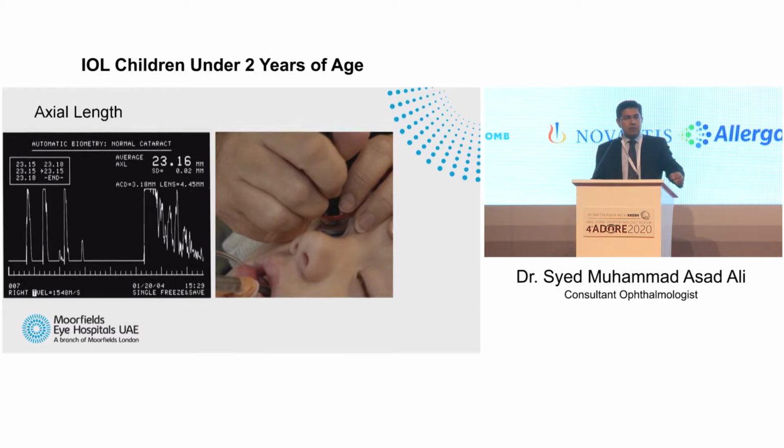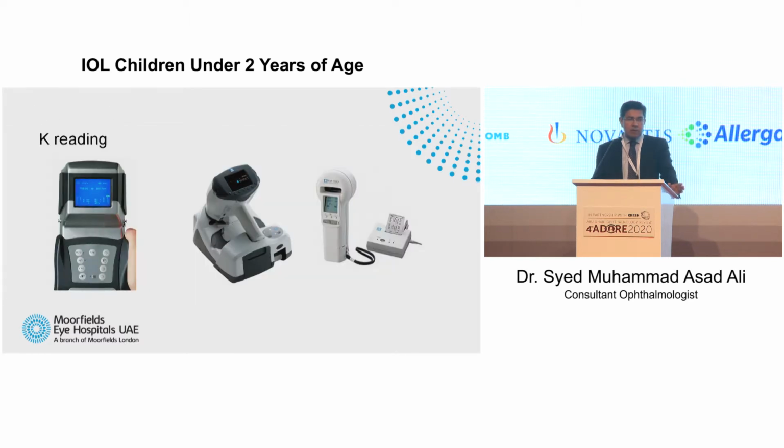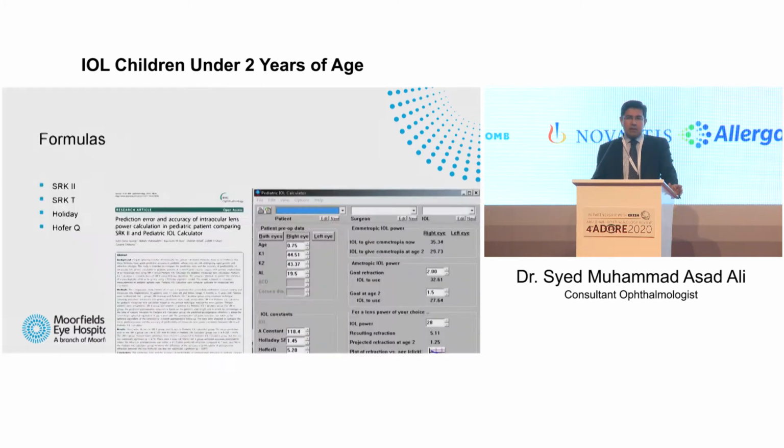As you know, indentation by the A-scan probe can give false readings, so the immersion technique is better to use. And the keratometry is done by handheld keratometers. The formulas similar to adults, SRK II, SRK/T, Holladay and Hoffer Q give quite similar results. A publication from Malaysia recommended SRK II as the formula of choice.